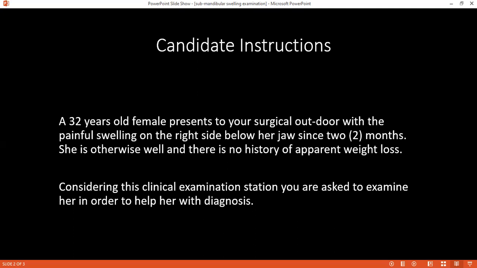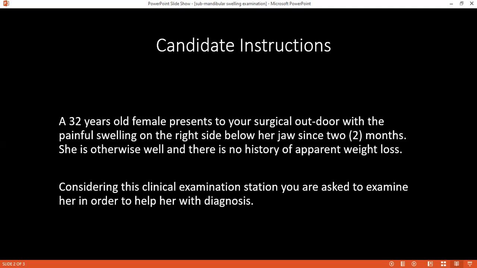What would be the position of the patient and the patient exposure? The patient will be sitting on the chair with the collar down, or we can ask her to open the upper two buttons of her shirt. Now I'm going to have a close look.